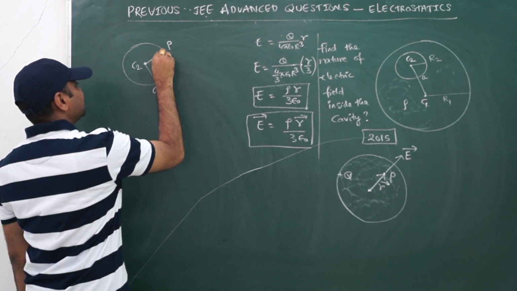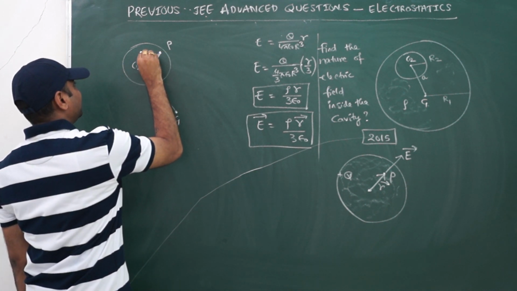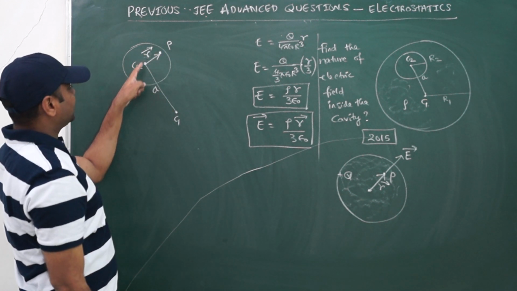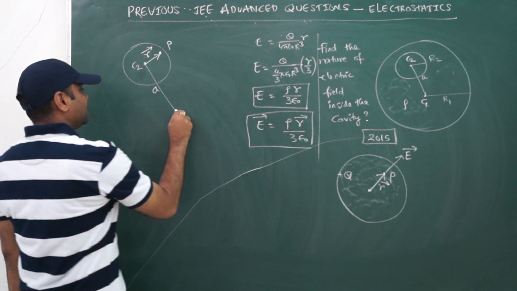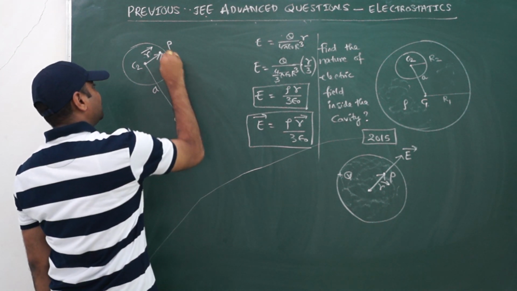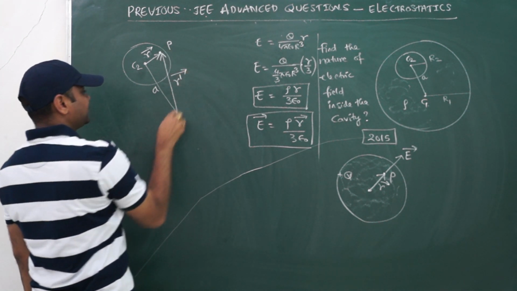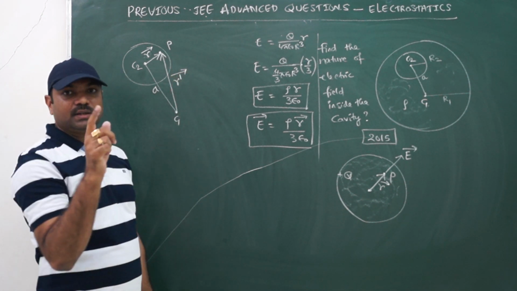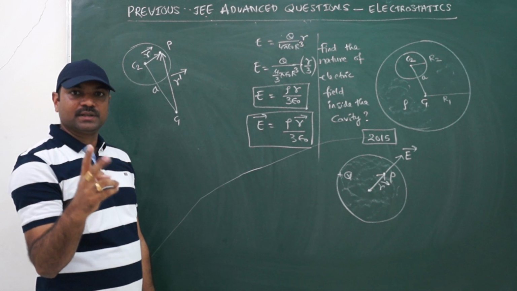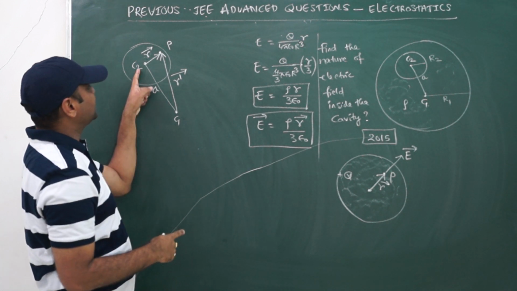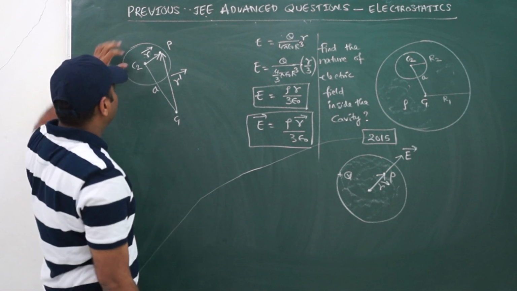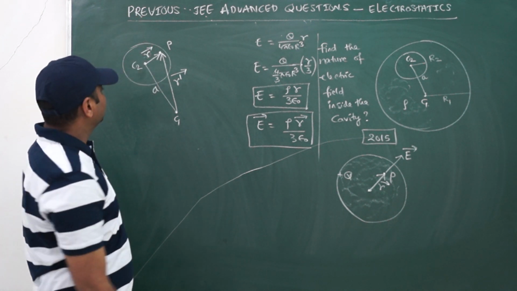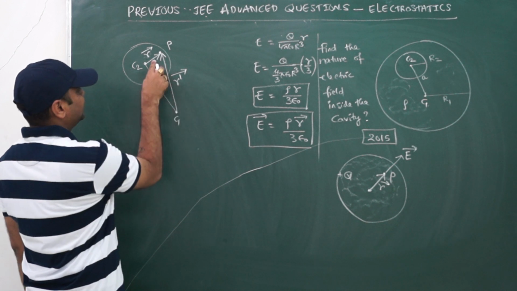So this is the R vector I'm taking from the cavity center. I mean, from the center of the cavity I'm taking the R vector. Now I am taking one more position vector R dash, which is from the center of the original sphere. So for point P, I have taken two position vectors. One is from C1, the other is from C2. Okay, from C2 I am taking R bar, from C1 I am taking R dash bar. Now this is one vector and this is the other vector.